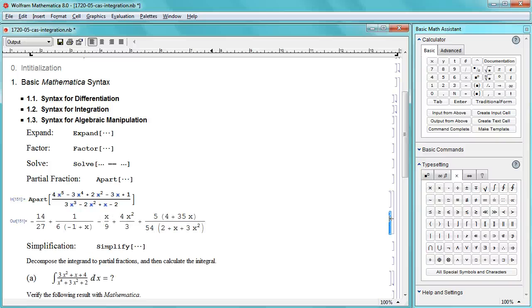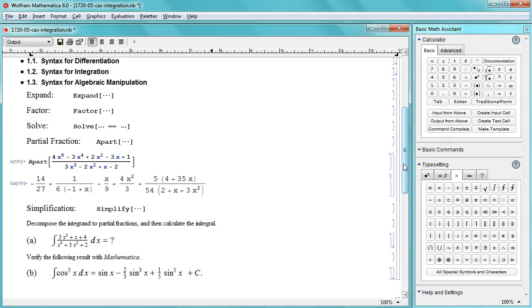It has quotient part 4/3 x squared minus 1/9 x minus 14 over 27. That's the quotient part. And then decomposition by partial fraction is this plus that. Okay.